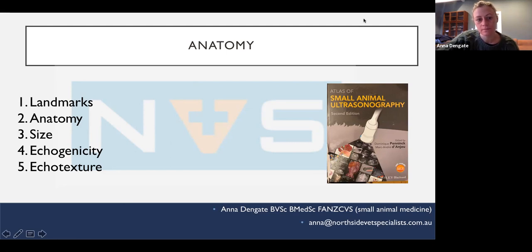Compare the liver to the spleen, and it should be hypoechoic to the spleen. Excellent. Anything else you can compare it to? Kidney. The cortex of the kidney. Great. Excellent.